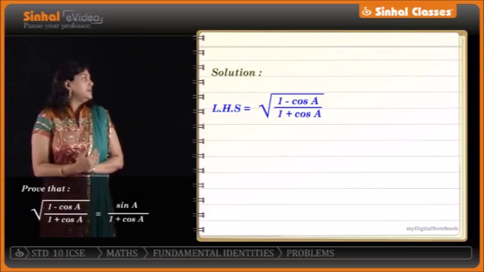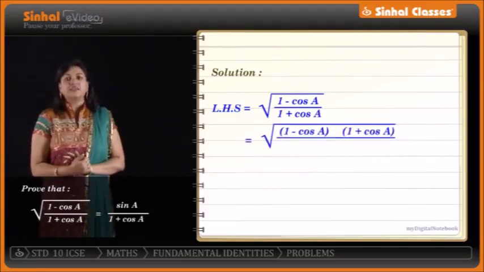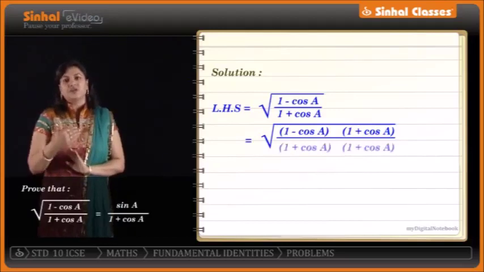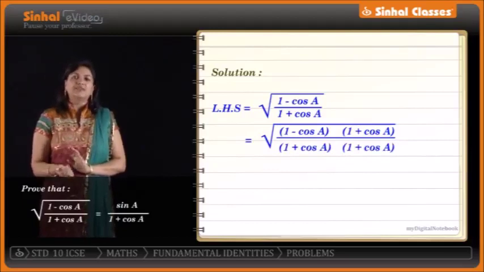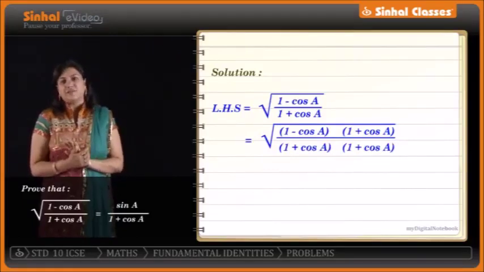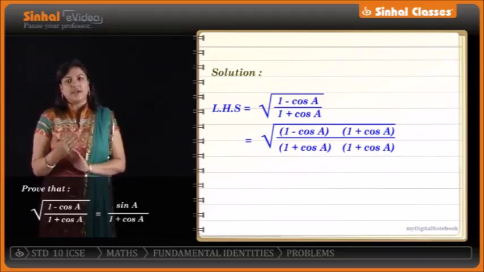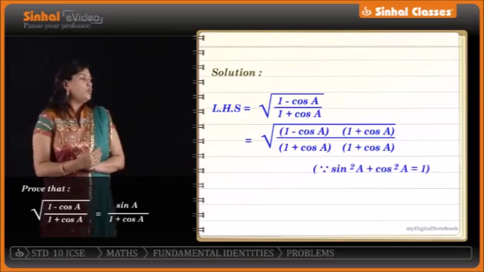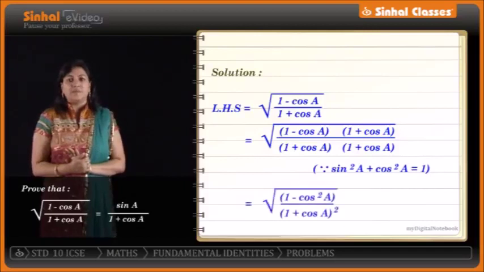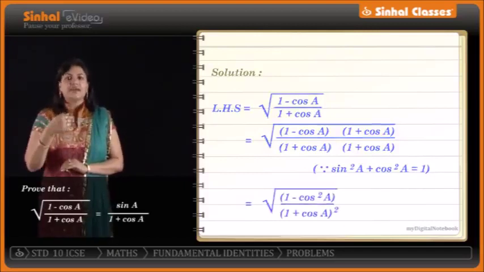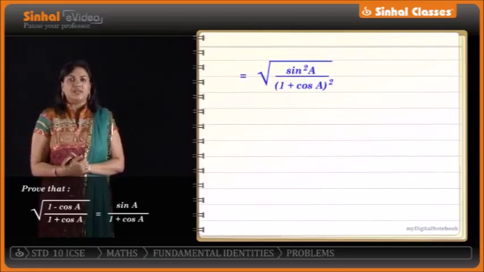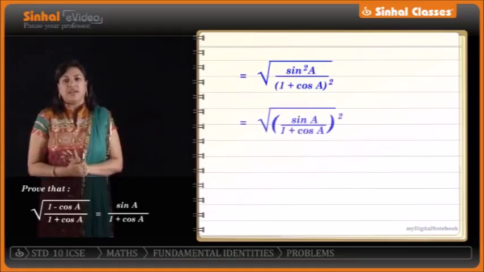So we get root of 1 minus cos A into 1 plus cos A upon 1 plus cos A into 1 plus cos A. The numerator becomes 1 minus cos square A, which is nothing but sin square A, because of the identity sin square A plus cos square A equal to 1. Now the denominator becomes 1 plus cos A the whole square. Now we write this as sin A upon 1 plus cos A the whole square under the root sign.